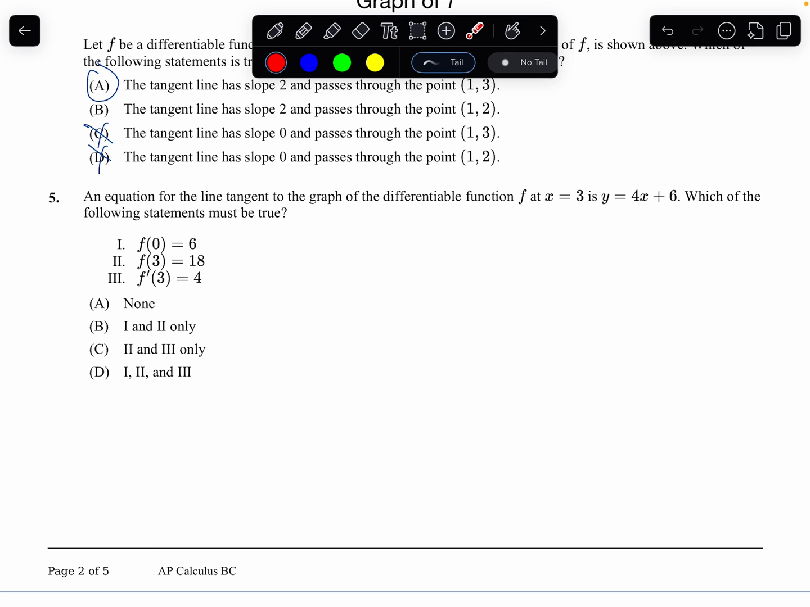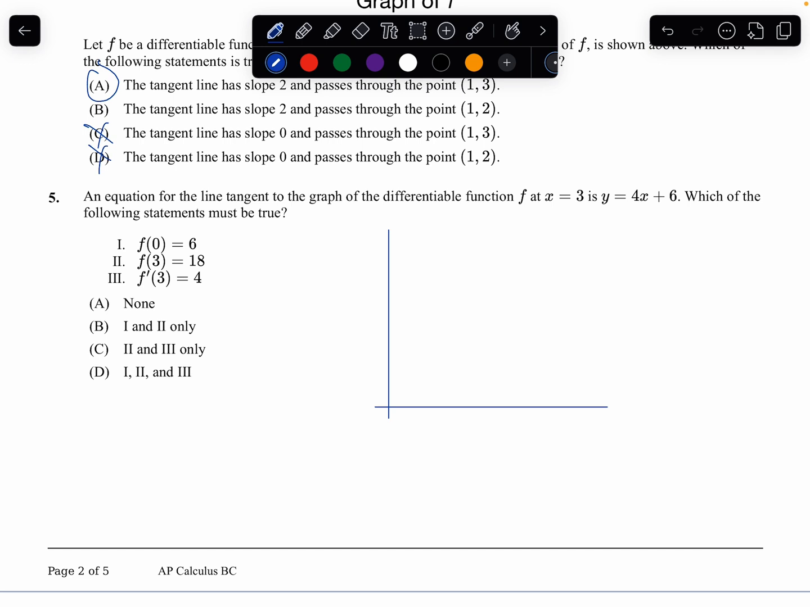For 5, an equation for the line tangent to the graph of the differentiable function f at x equals 3 is y is equal to 4x plus 6. Which of the following statements must be true? Oh boy, one of these ones. This is not hard, but a lot of students do have a hard time with this problem. But it's really not too bad. Okay, so an equation for the line tangent to the graph of the differentiable function f at x equals 3 is given here. Okay, so let's see if I can give some sort of illustration that can kind of help.